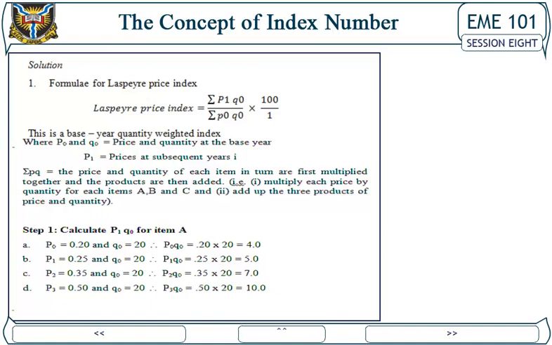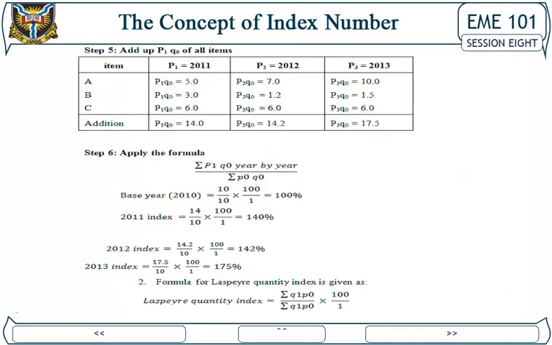PQ equals the price and quantity of each item, which in turn are first multiplied together and the products are then added. That is, 1. Multiply each price by quantity for each item A, B, and C, and 2. Add up the three products of price and quantity. Below are the examples.